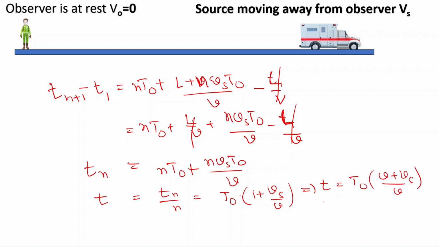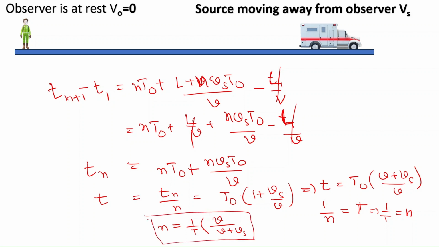If we know t, then what is the frequency? The frequency n is equal to 1 by t. Therefore n is equal to 1 by t0 into V by V plus Vs. This is the apparent frequency heard by the observer.